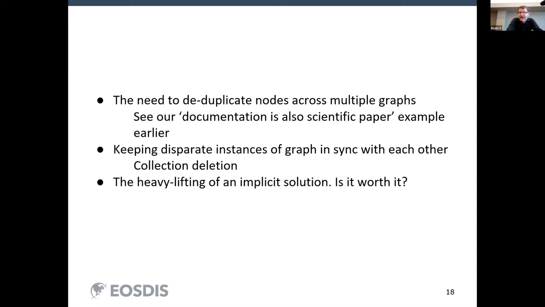We could do that by lazy evaluation of queries, for example, where a query is executed and it discovers that a node no longer exists, doesn't return that in the result set, but at the same time kicks off some asynchronous job that says, get rid of this node, it's no longer there. And finally, as I mentioned earlier, I think for the implicit solution, there's a lot of heavy lifting involved. And I think we really need to determine whether the ends justify the means there. And that's my talk. Let's talk about it.